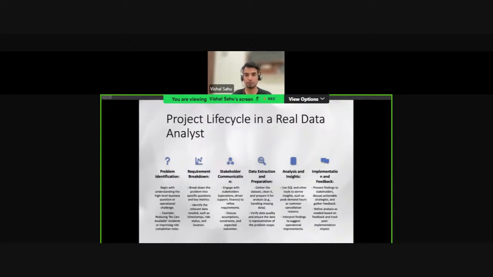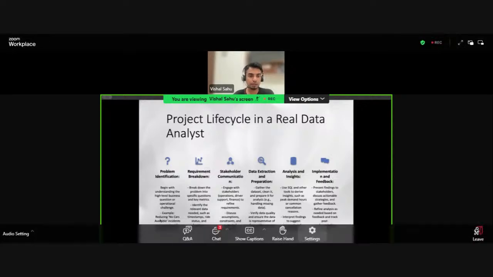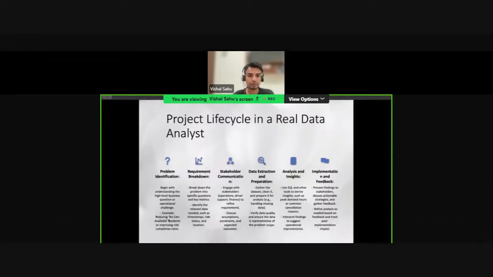For this project, let's suppose we have gotten a problem statement that we want to reduce no cars available incidents or improve the ride completion rates at Uber. What no cars available means is basically when you are trying to book a cab, but the app shows you that there are no cars available right now in this area, and maybe you can try booking later. So that is the problem statement.